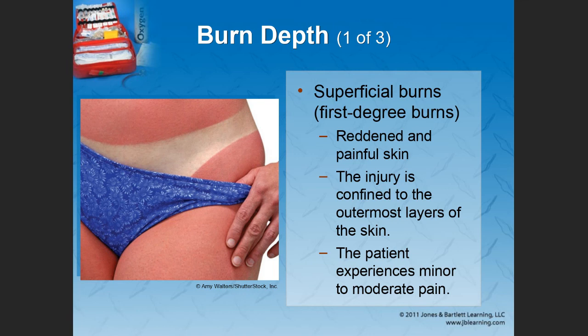And you have different degrees for burn depth. You have superficial burns, which is first degree, and that's burns that affect only the top layer of the skin. So with superficial or first degree burns, it's reddened and painful. The injury is confined to the epidermis or outermost layers of the skin, and the patient experiences minor to moderate pain. An example of that is a sunburn. And the truth is, in the pre-hospital setting, we do not count superficial burns. We only focus on second degree or partial thickness and full thickness.